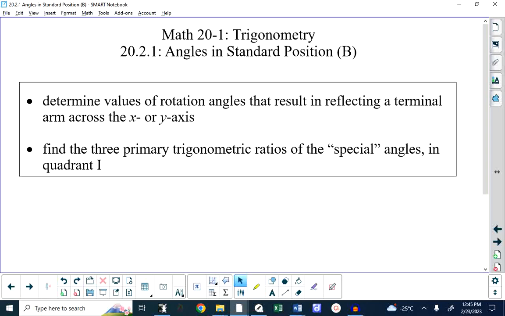By the way, primary trigonometric ratios are the sine of an angle, the cosine of an angle, and the tangent of an angle. The reason why they're called primary is there's another set of trigonometric ratios which are called reciprocal trig ratios that we learn about in Math 30. They're called secant, cosecant, and cotangent.